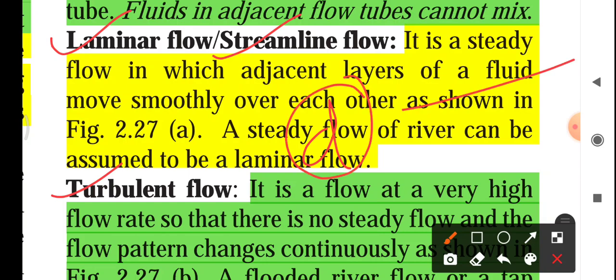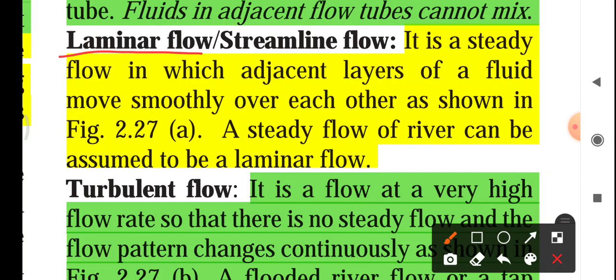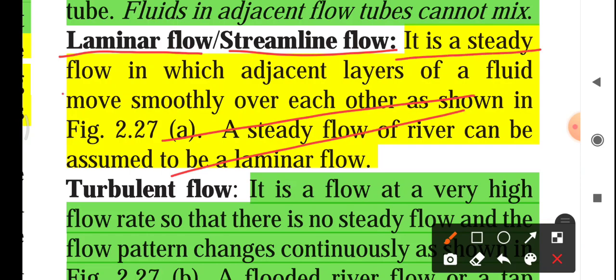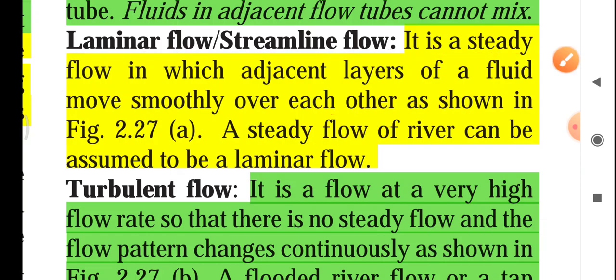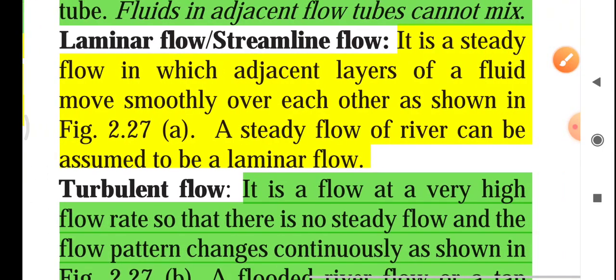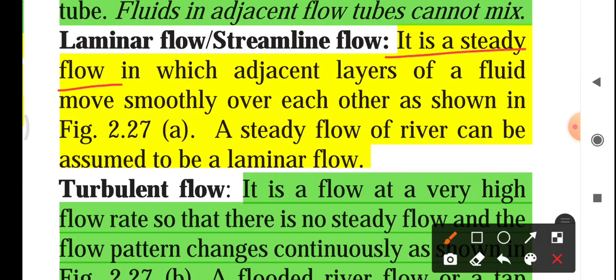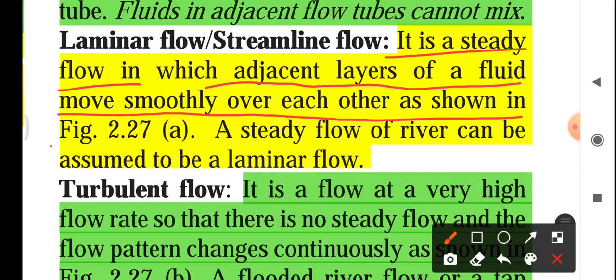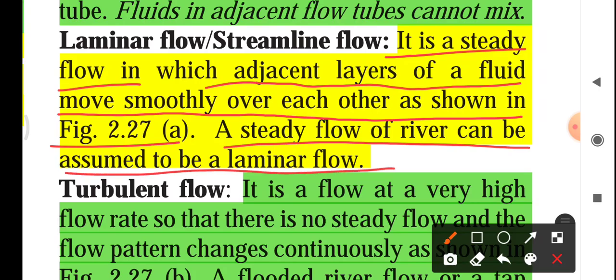So all of the above is the type of flows. Now laminar flow is also called streamline flow. Streamline and laminar means smooth. It is the steady flow. Just now we have seen it is the steady flow. It is a steady flow in which adjacent layers in the fluid move smoothly over each other as shown in figure A. A steady flow of a river can be assumed to be a laminar flow.